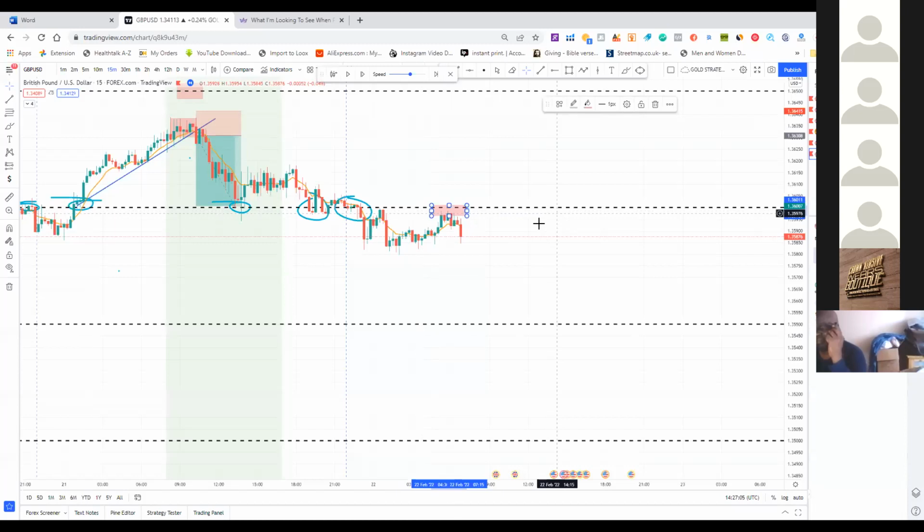Now, it must not touch the line because it's a zone. I'm not seeing a line. I'm seeing a zone right there. That's a zone for me. It's all zones for me. So I'm seeing a zone, and price went in there. That would have been my entry.